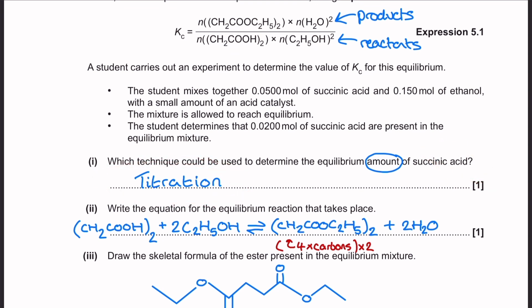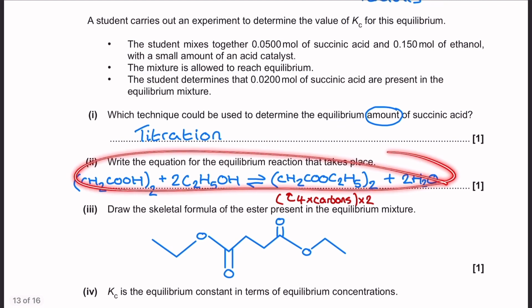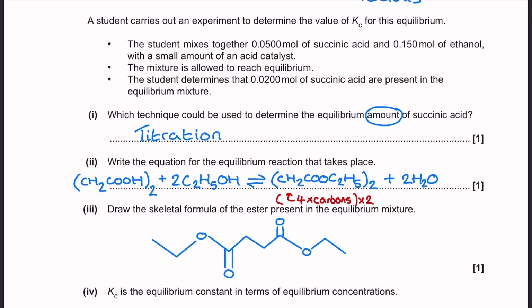Then I'm told to write out the reaction equation for the equilibrium taking place. That's why I labelled up here products and reactants, because that's exactly what I need to write out here. My products on the correct side and my reactants on the correct side as well. So that awareness of the Kc expression is useful here.